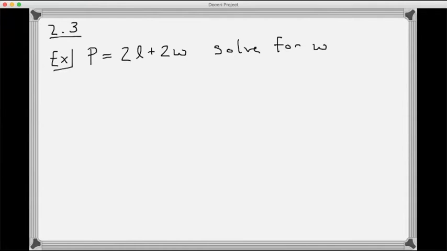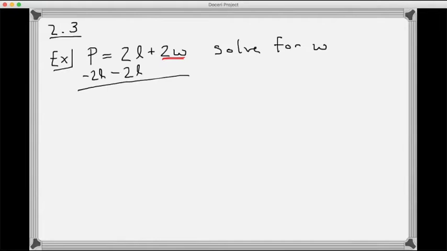We want to solve for W. And so when we're working with these, we're not actually going to be solving for a single value. We're going to be solving for a variable, and you're just going to come up with a new equation. All right. And so we still want to get that variable by itself. So if we look at P equals 2L plus 2W, the first thing that we want to do is try to get our 2W by itself. And so in order to do that, we're going to subtract 2L on both sides.